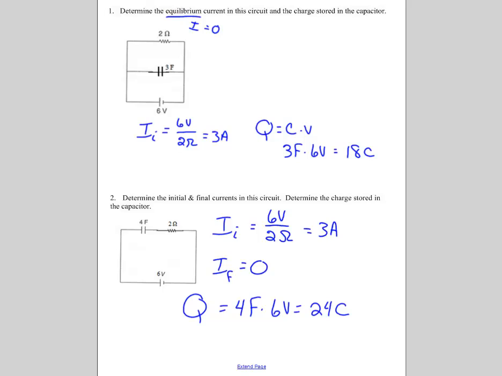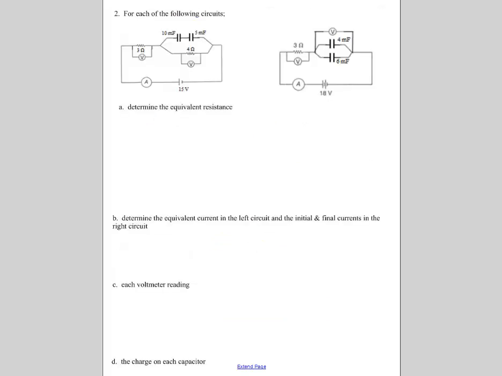Let's take a look at the next one where it's a little bit more complex. So we're going to work through this circuit on the left, and we'll take a look at the circuit on the right as an example in class. So I want to determine the equivalent resistance, first of all, and I should probably also determine the equivalent capacitance.